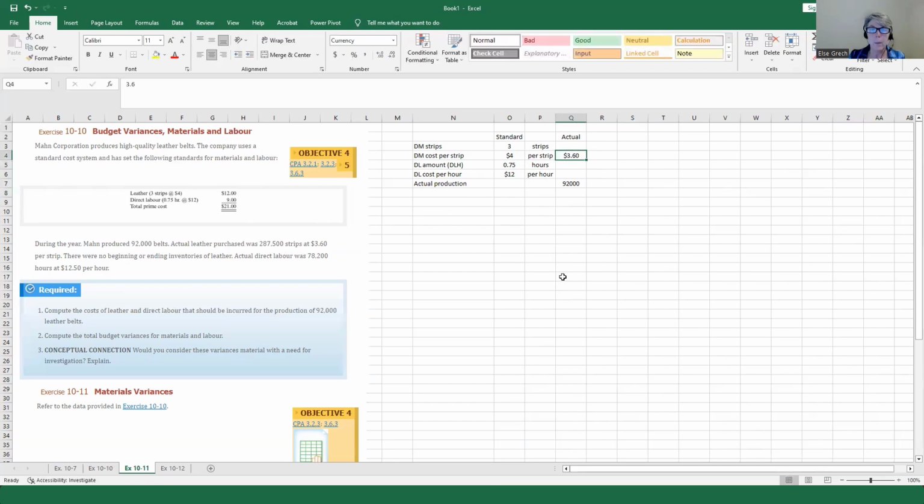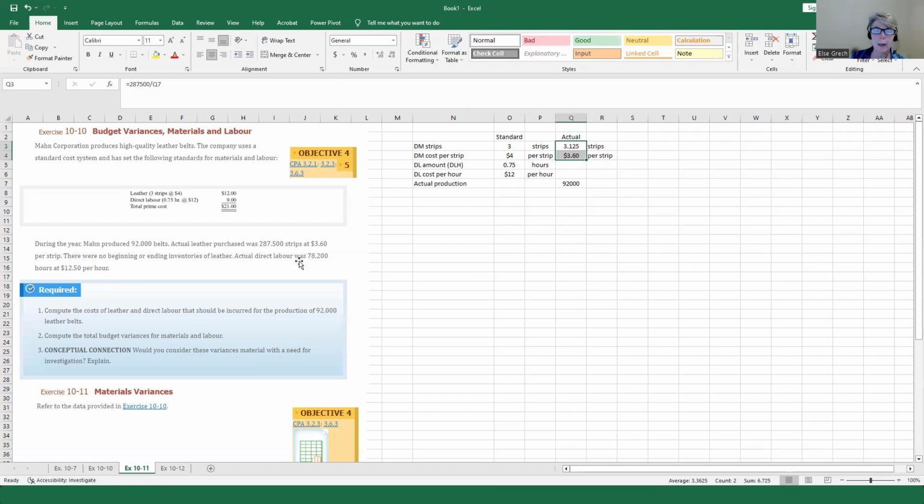Now we've got that, but we need to know how many strips they used per belt. We know the total number of strips, 287,500, but that's the total for all the belts they made. If I divide this by the number of belts I actually made, which is 92,000, it should tell me how many strips I used. I used 3.125 strips, and it cost me $3.60 per strip. So now I've got my actual information.